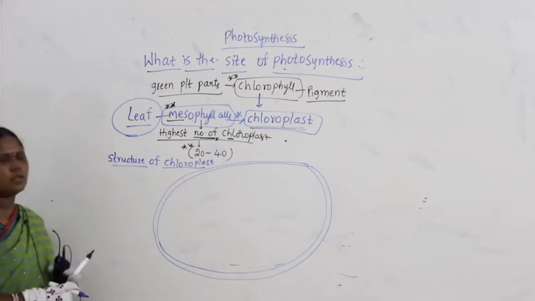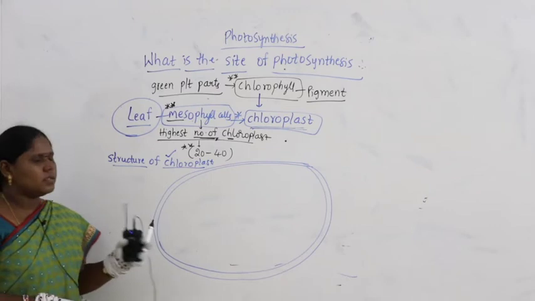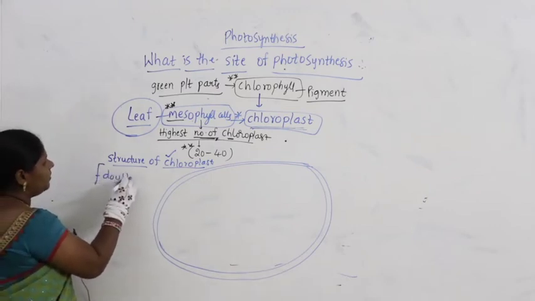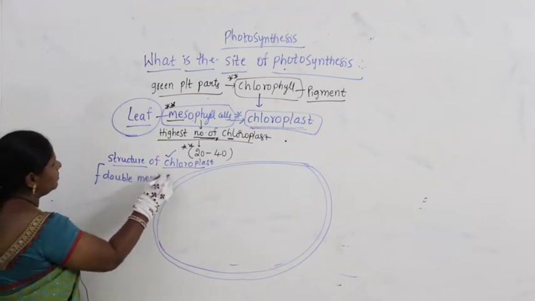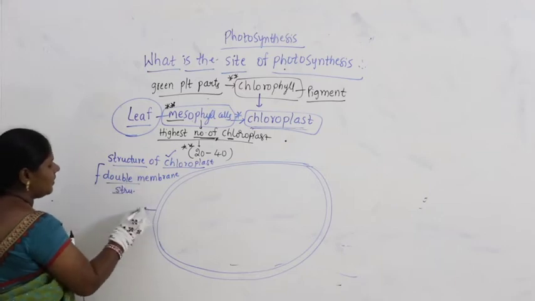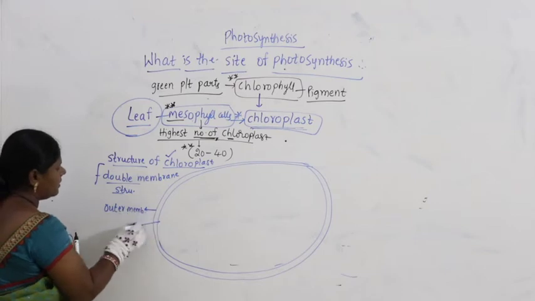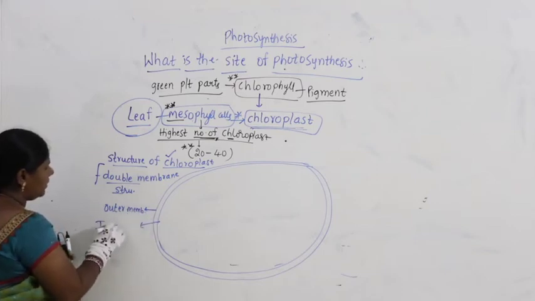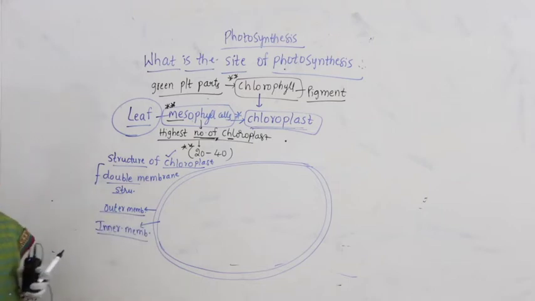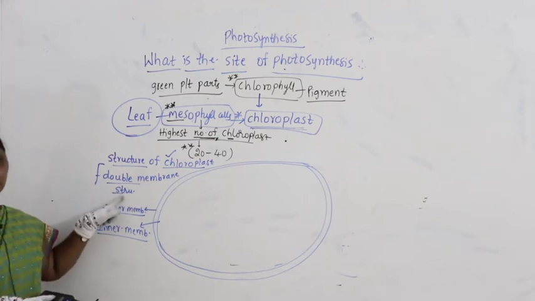The site of photosynthesis is nothing but what? Chloroplast. So this chloroplast, as I have drawn here, is a double membrane structure. That means you have an outer membrane and, on the inner side, another membrane called the inner membrane. So we find both the outer membrane and the inner membrane. This is called a double membrane bound cell organelle.